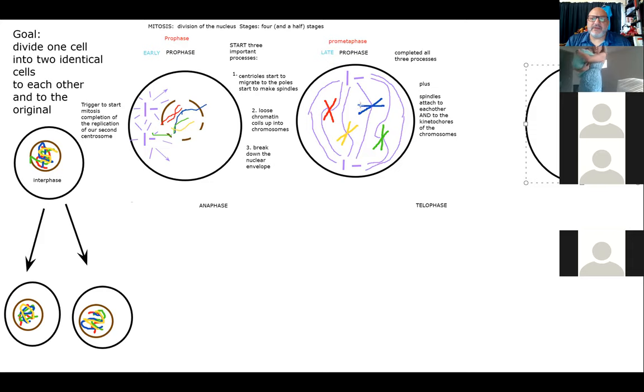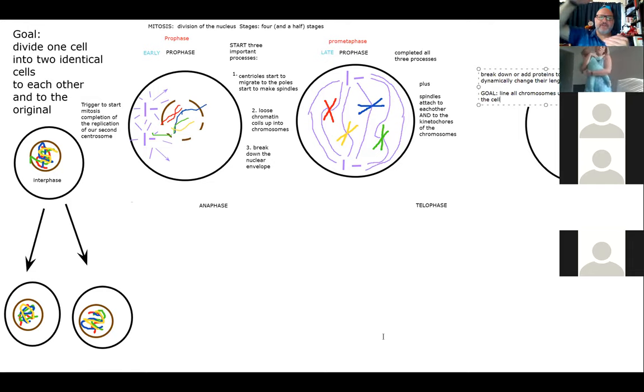In metaphase, what's going to happen is we are going to use those spindles to dynamically move our chromosomes. So we are either going to break down or add proteins to the spindles to dynamically change their shape, or really change their length, more specifically. And the goal of this is to line all the chromosomes up on the equator of the cell. Now, of course, just like the Earth has a North Pole and a South Pole and it has an equator, a cell is going to have a fancy name for it, and that fancy name is the metaphase plate.